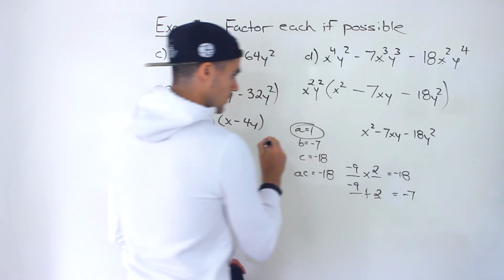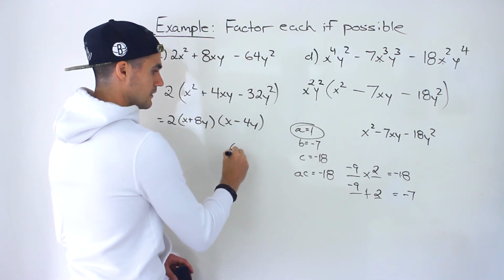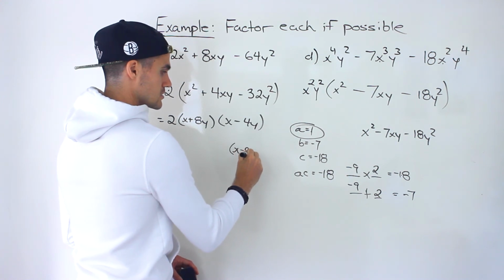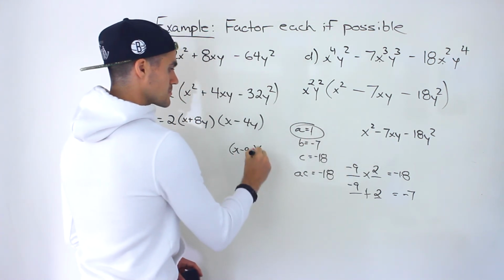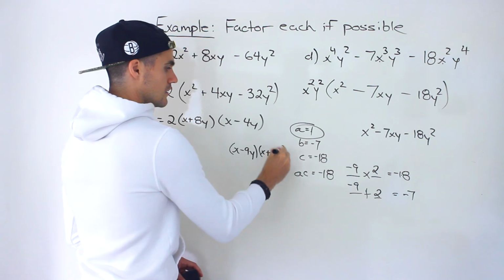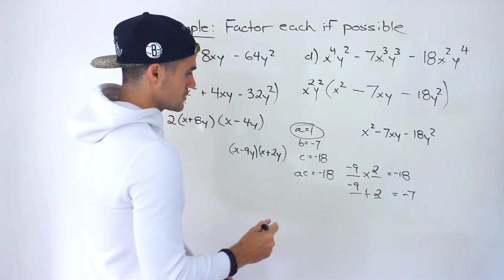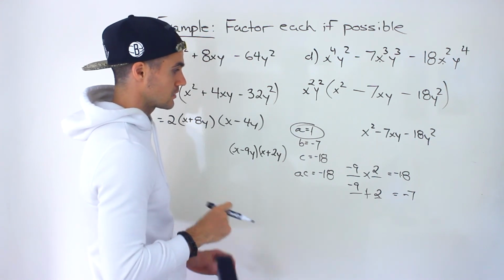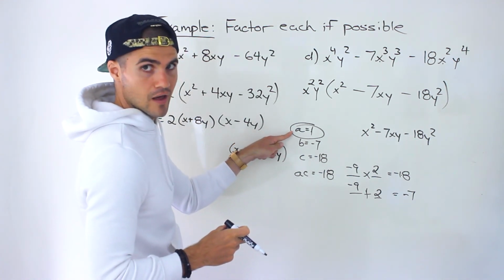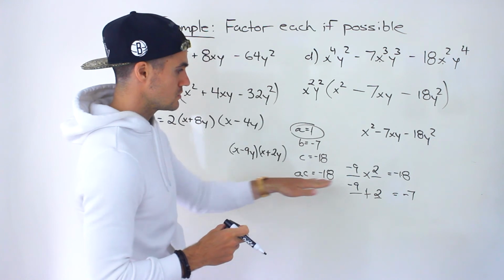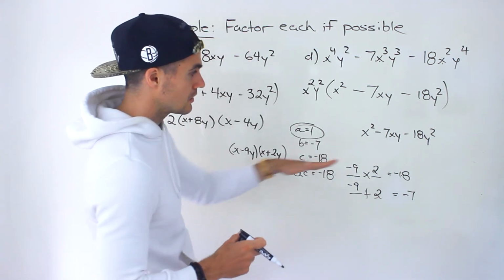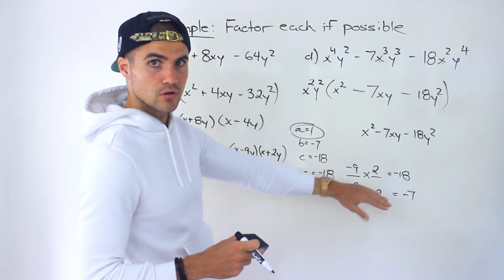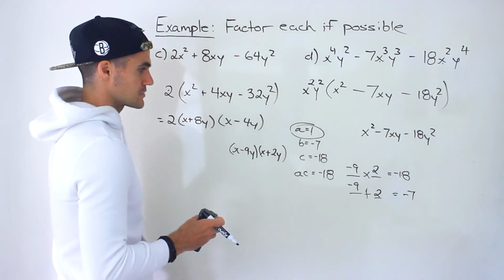Because the A value is 1, we know that eventually our answer is going to be (x minus 9y)(x plus 2y), right? But let's do the full process. This shortcut, as I mentioned a bunch of times, is not always going to work if that A value is not 1. So don't get too used to just going from here to here. Make sure you do the full factoring by grouping process.